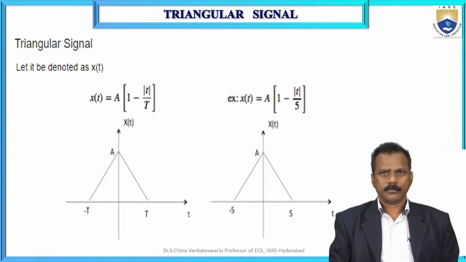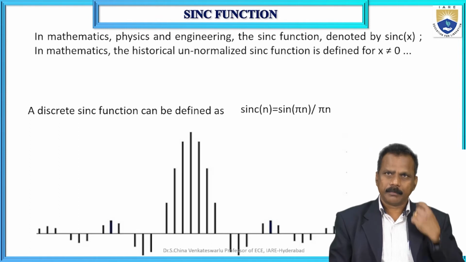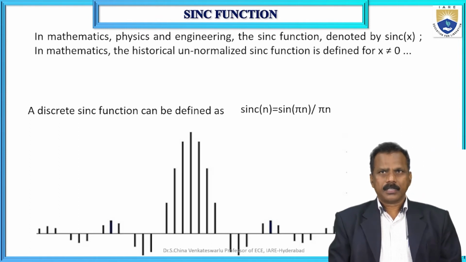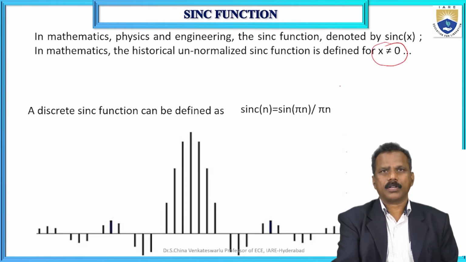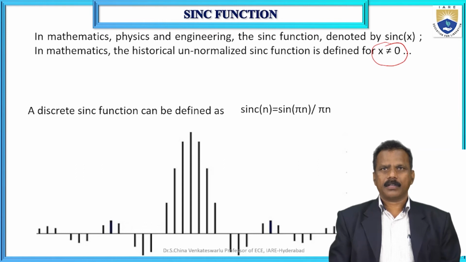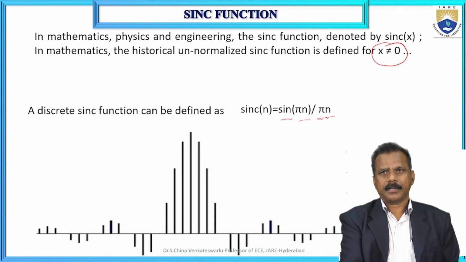Okay, we have also seen the sinc function, and try to define it mathematically. In physics and engineering, the sinc function is denoted by sinc of x. In mathematics, the historical unnormalized sinc function is defined for n not equal to 0, and so on. In our case, the discrete sinc function can be defined as sinc of n is equal to sine of pi n by pi n.